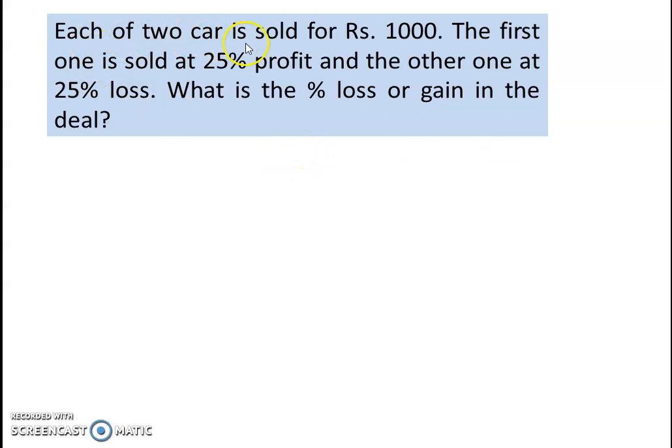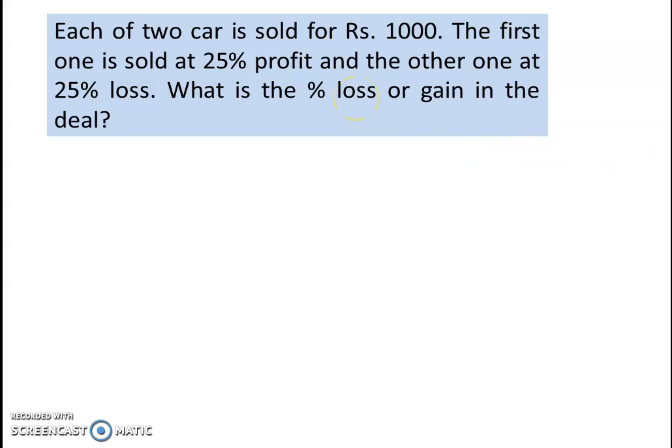Question is, each of two car is sold for rupees 1000. The first one is sold at 25% profit and the other one at 25% loss. What is the percentage loss or gain in the deal? So in this case, selling price of both car is same and that is 1000 rupees. One is sold at 25% profit and another one at 25% loss. So we have common profit and loss percentage. So in this deal we have loss as we have discussed earlier.